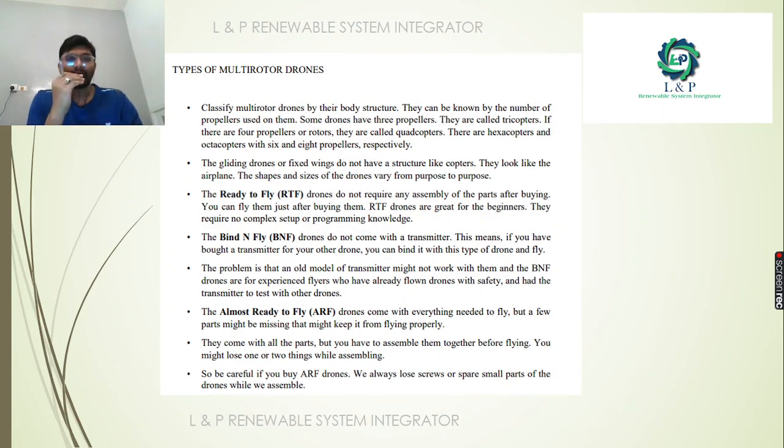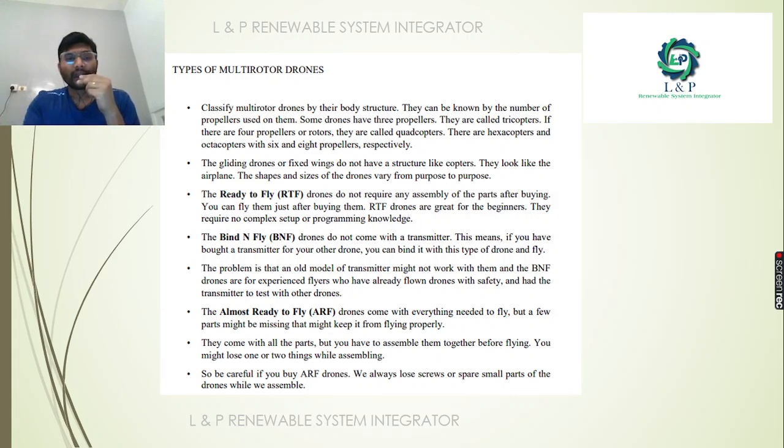Next, we are classifying the multi-rotor drones also. Already, we classified them based on the propellers. Most importantly, the gliding drones or the fixed wing drones do not have structures like the multi-rotor drones, because they look like airplanes. So based on the different purposes, it differs.